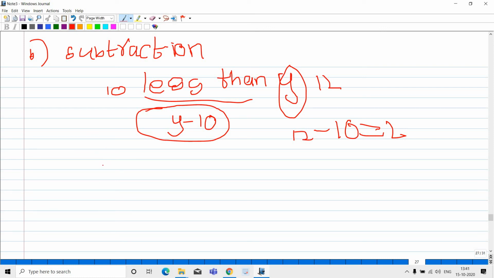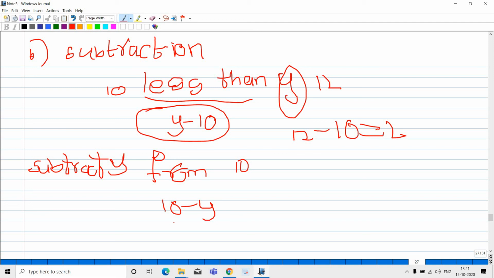And I'm saying that subtract y from 10. That time we will write 10 minus y. So by this we can say that y is less than 10. So you people got my point.